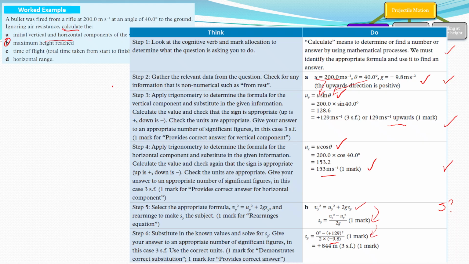The next step down there is your mathematical working, where you're literally substituting the numbers that you know. And then the last bit is what your calculator told you when it all came out in the wash to give you your answer. This particular bullet travels 844 meters before it hits the ground, which is a fair way.